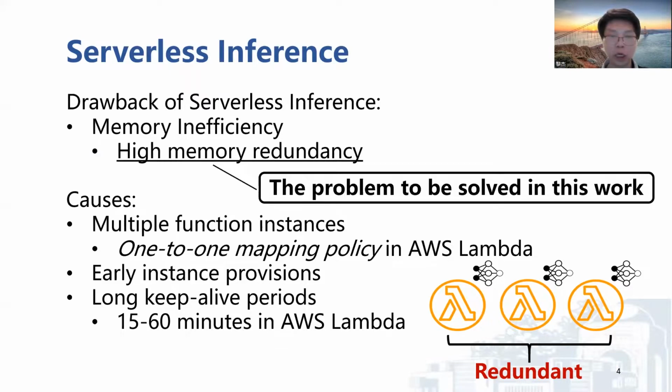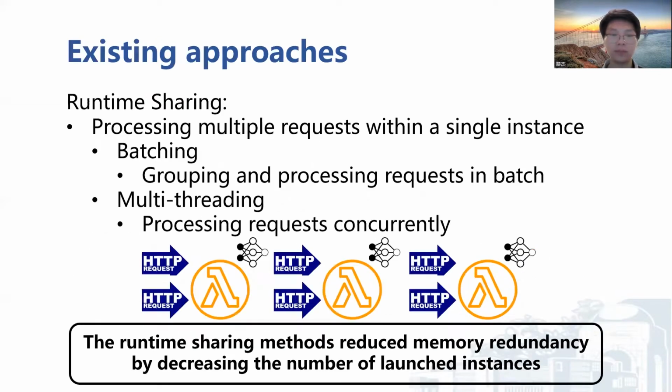Second, the early provisioning and long keep-aliving of function instances to reduce cold starts. For example, function instances would be pre-launched or kept alive for 15 to 16 minutes after execution in AWS Lambda, which is much longer than the inference computation time. And although these idle instances consume less CPU power, they do consume memory. And in this work, we are trying to reduce the high memory redundancy and improve memory efficiency.